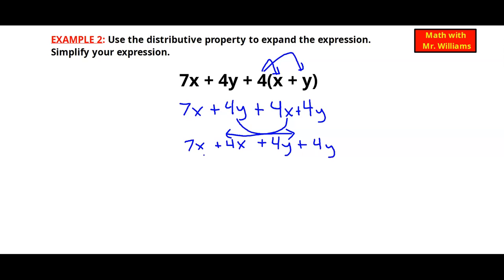All right, combine those like terms now. So we have 7x plus 4x will give us 11x plus 4y plus 4y will give us 8y's as our answer.